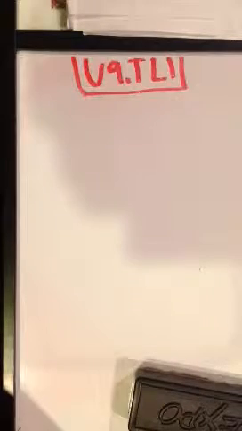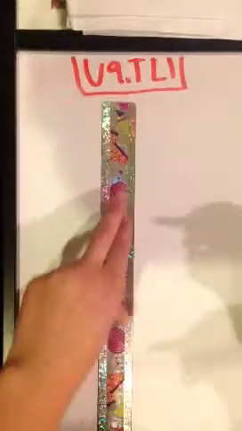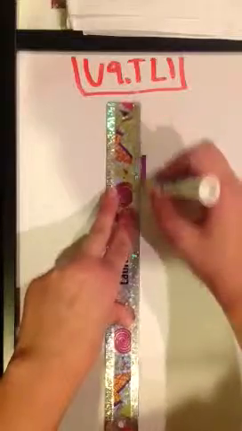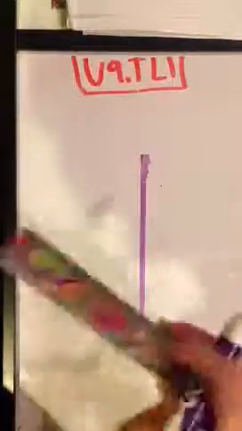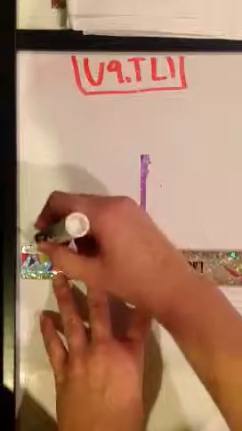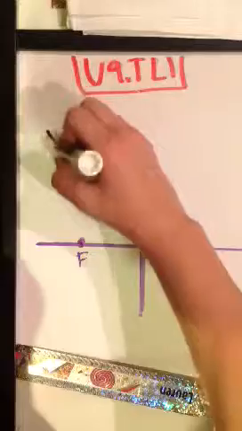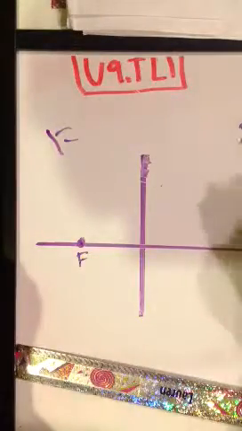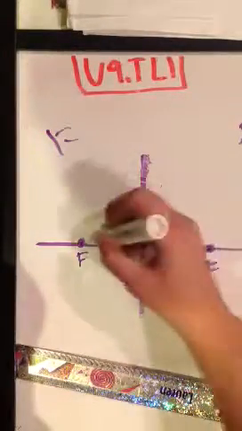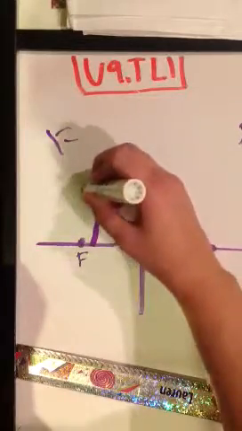Now we have a diverging lens. A diverging lens is always smaller, the image is always smaller, virtual, and on the same side. This side is still the front, this side is still the back of the lens. Object here.